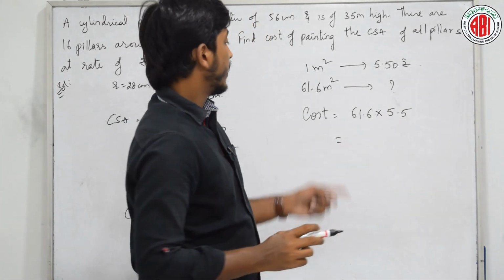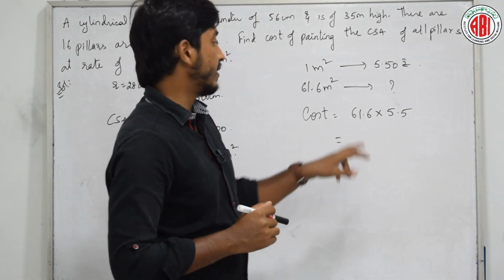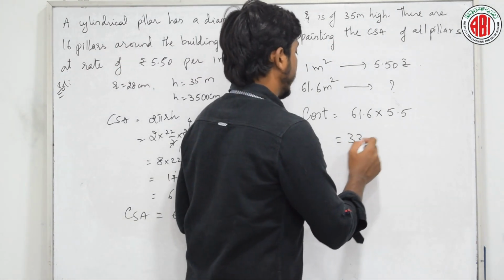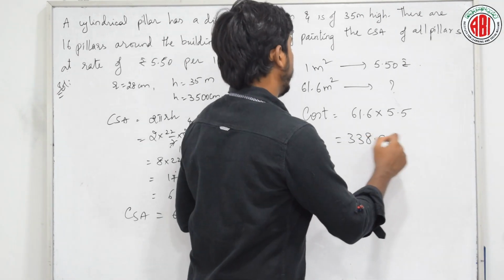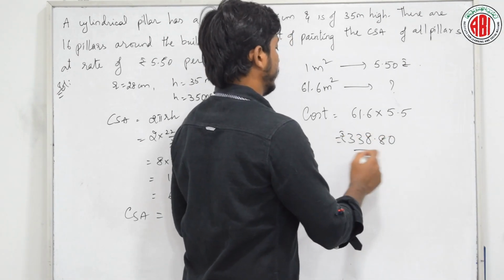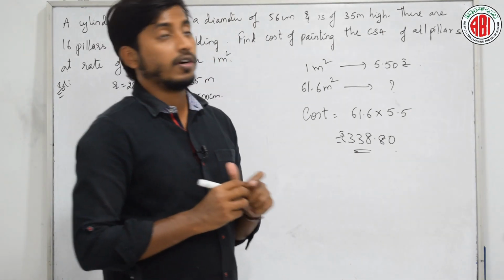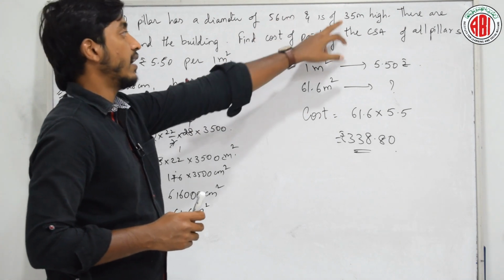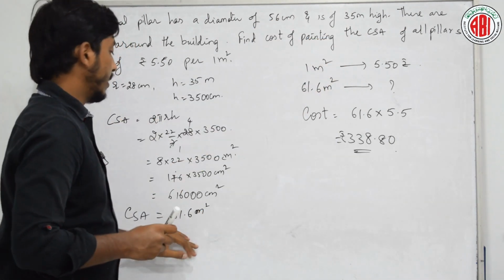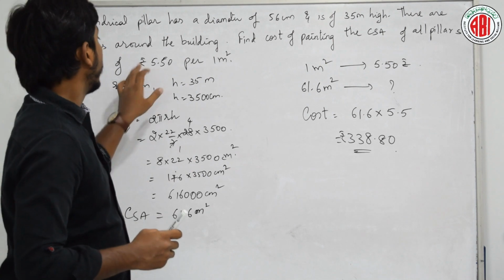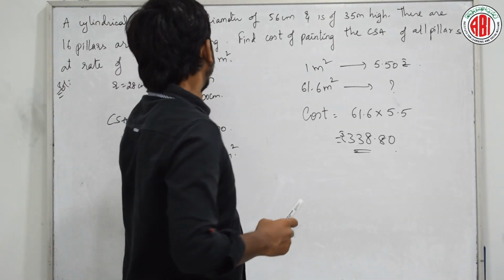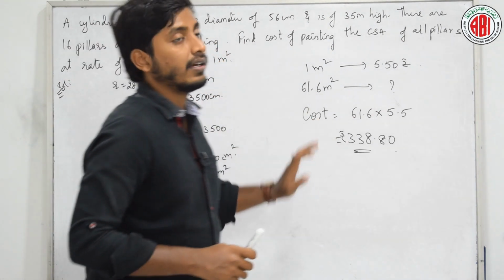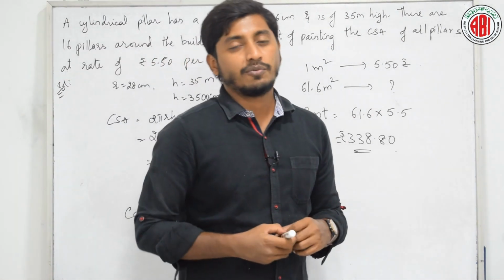Is it clear? Just multiply and tell me the answer. 61.6 into 5.5, that is 338.80. Isn't it? Yes or no? What did we do? A cylindrical pillar has a diameter given, that is radius is given, height is given. So we have to find the CSA of that. Then he gave 5.50 per 1 meter square. We have to convert it into meter square, then find the cost. Clear? Shall we move on to the next problem?